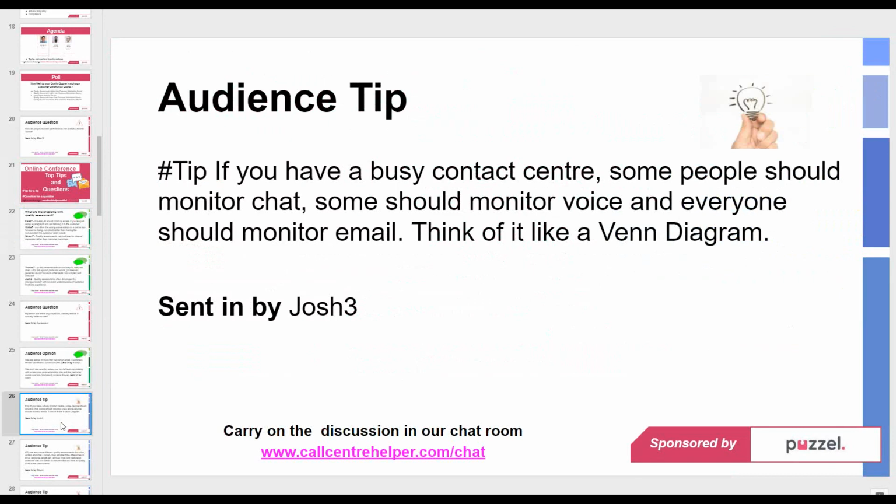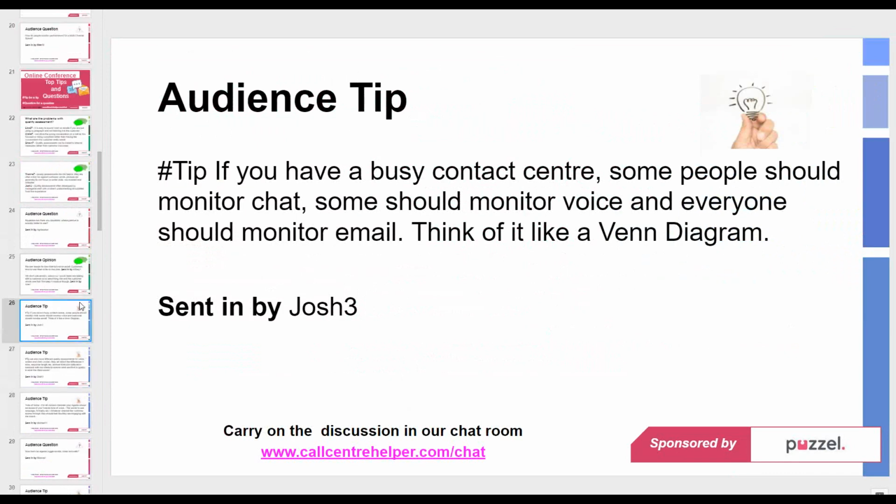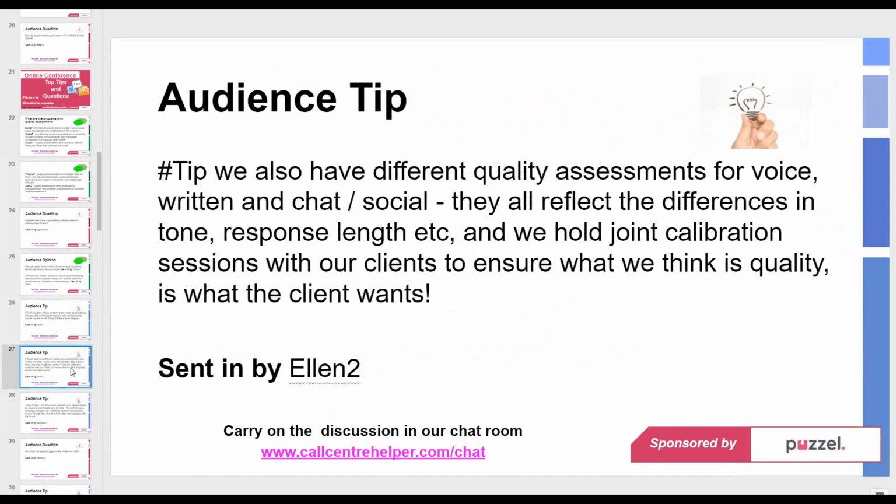Here's an interesting one from Josh, who says, if you have a busy contact center, some people should monitor chat, some should monitor voice, and everyone should monitor email. Think of it as a Venn diagram. I've not come across this as a concept. Your thoughts, Sandy? Yeah, no, I'm not sure what kind of resources would be required to monitor all of those channels, particularly in real time. But there are some nice systems out there that do some really good monitoring, and I think that's the way to go now.